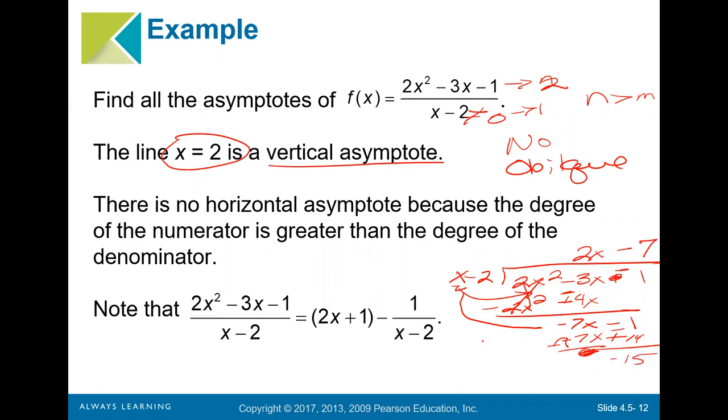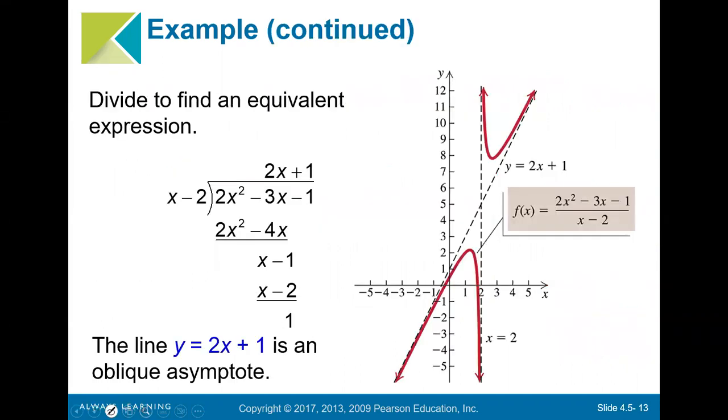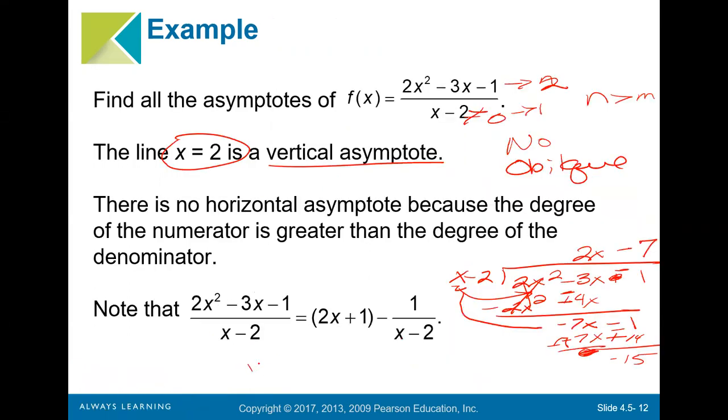So using long division, we can come up with a quotient and a remainder. You can do synthetic division if you wanted to as well. However, if you notice here, when we did that, we got what our oblique is. So our quotient, we're going to set it equal to y, and that's my oblique line. That would give me my oblique asymptote. On this one here, our oblique asymptote shows to be y equals 2x minus 7. Double check to make sure that it's correct on the math.